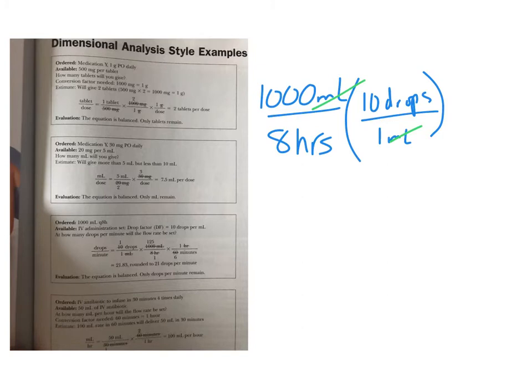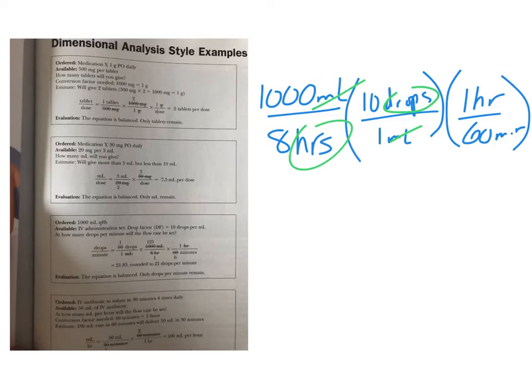So far, since we've canceled out milliliters, right now we have drops per hour. We need it to be drops per minute. So that's where that second conversion factor comes in: every 1 hour is 60 minutes. Well, that right there will cancel out those hours, and now I'm left with drops per minute. So we can look at it that way.